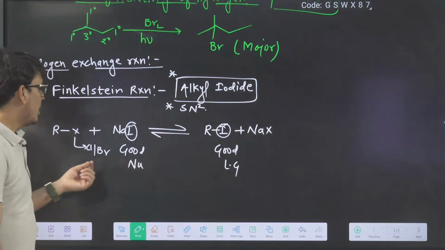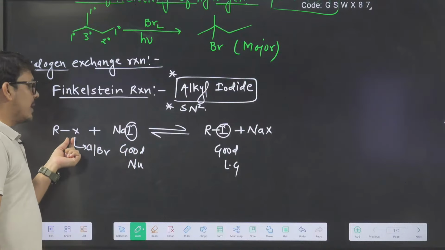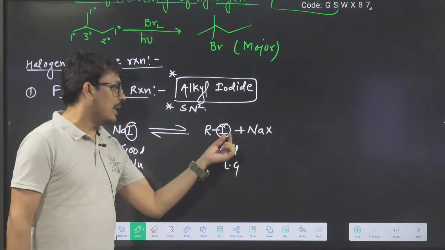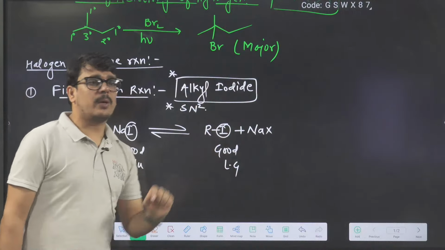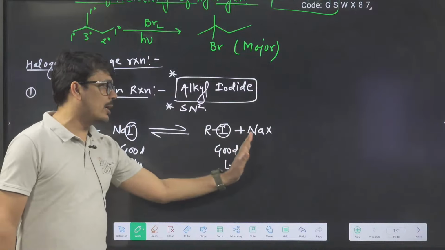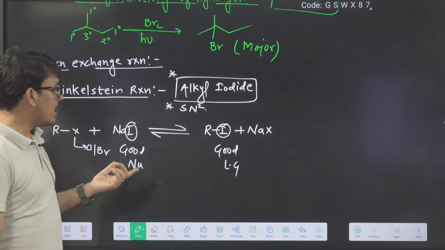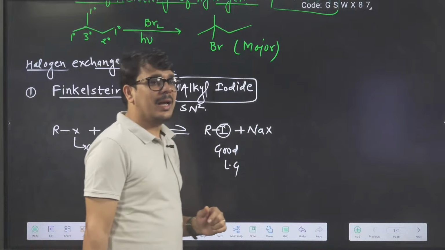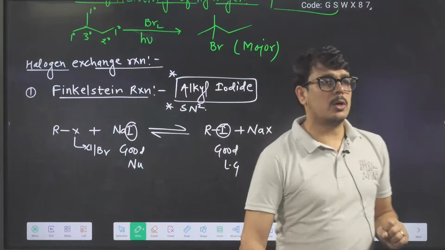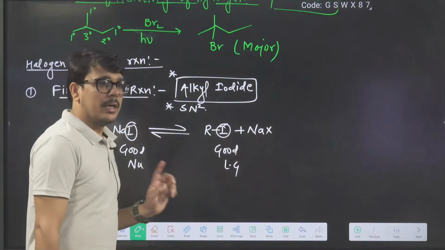Please let me teach. So here I minus can easily replace X, or I can also be replaced by X minus. The problem is, whenever this reaction goes in this direction, it also shifts in the backward direction in parallel. But if we want to prepare alkyl iodide, the yield should be more or less? Yield should be more only.